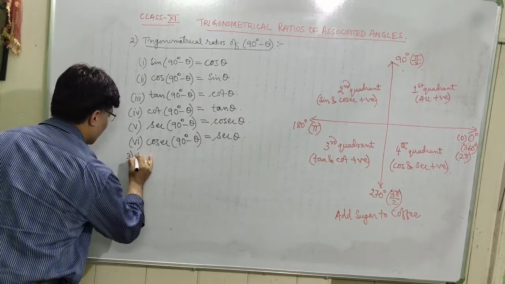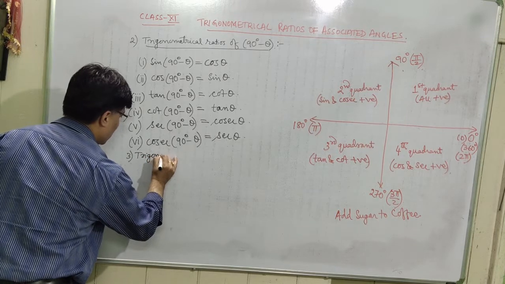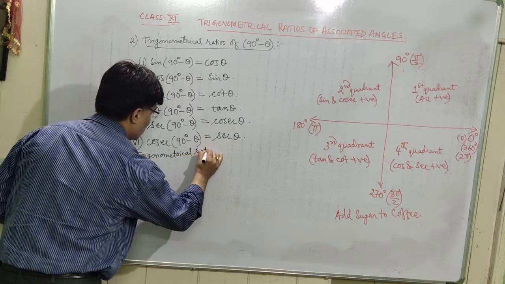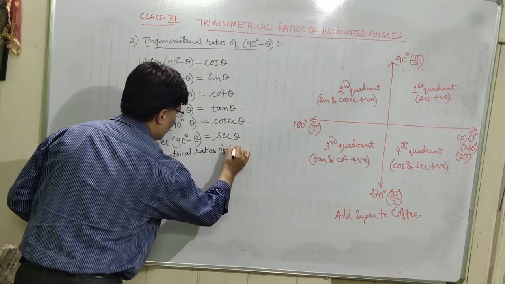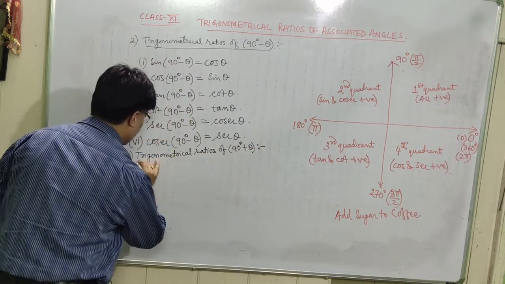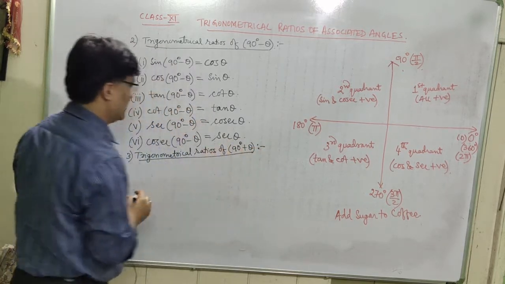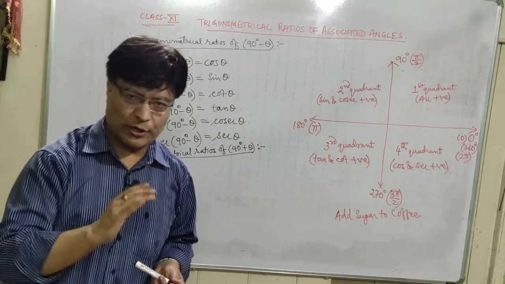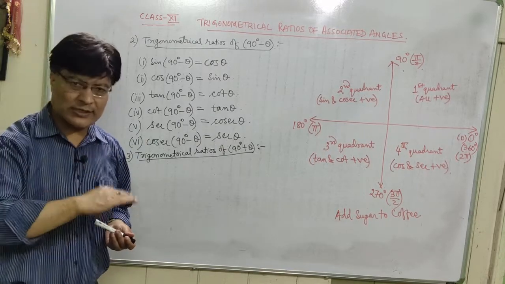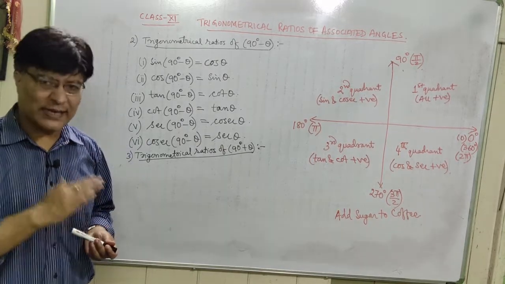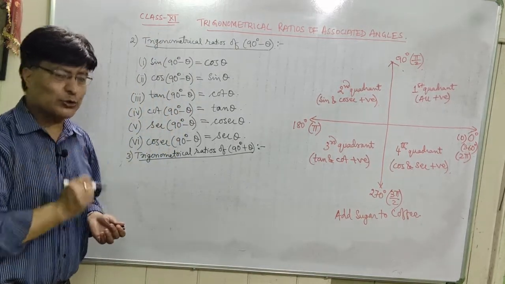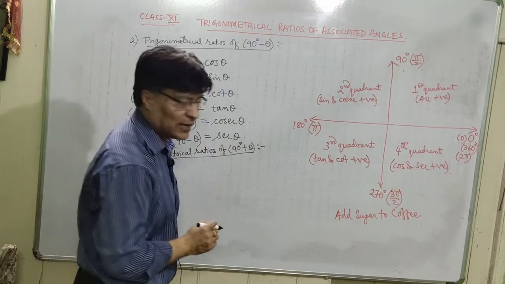trigonometrical ratios of 90 degree plus theta. Now trigonometrical ratios of 90 degree plus theta. Let us do this one. Trigonometrical ratios of 90 plus theta means sin 90 plus theta. What is the formula? Cos 90 plus theta, tan 90 plus theta, cot 90 plus theta, cosec 90 plus theta, sec 90 plus theta.